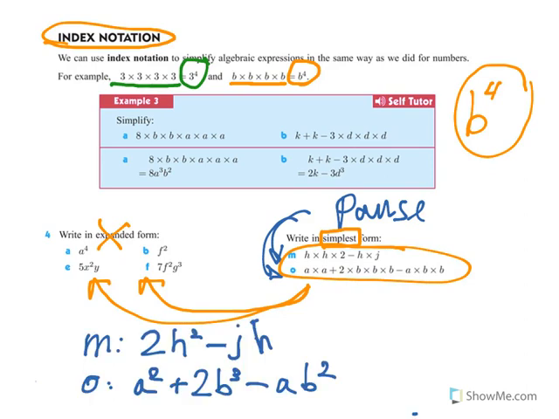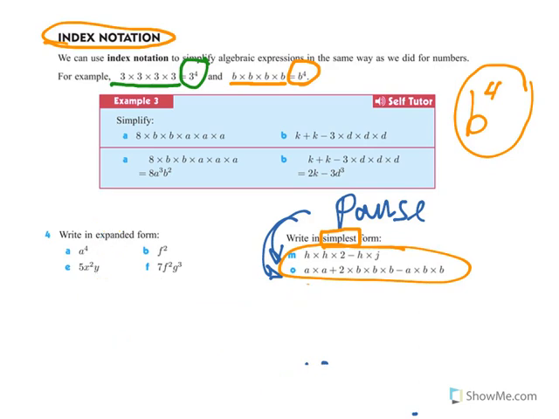Okay, so this should be your solution. Now this does seem a little bit complicated. M is 2h to the power of 2 minus jh. O is a to the power of 2 plus 2b to the power of 3 minus ab to the power of 2. All right?